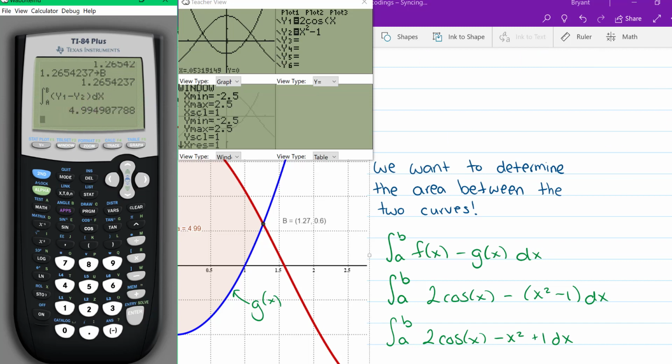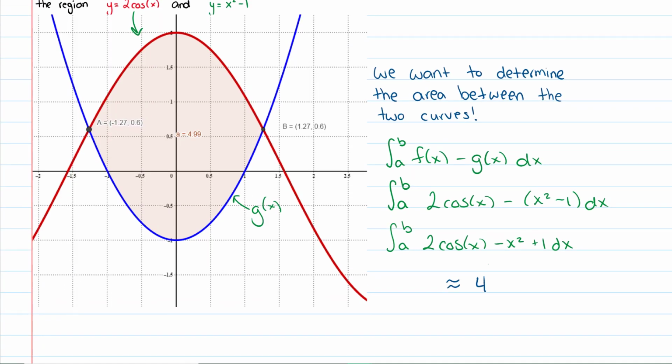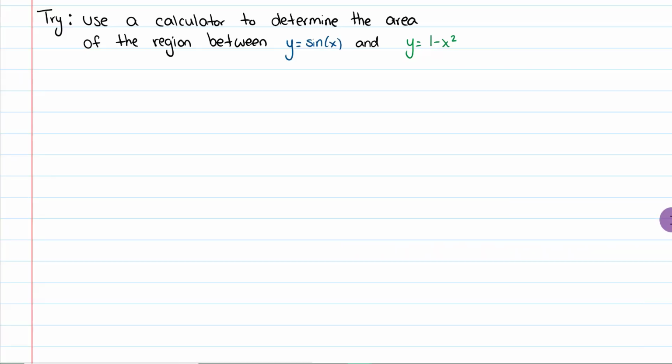for 4.994907788. And so what we do from here is we just write our answer. So this integral is about 4.994 units squared when you truncate to the third value. Alright, now on your own, I want you to use a calculator to determine the area of the region between y is equal to sine of x and y is equal to 1 minus x squared.